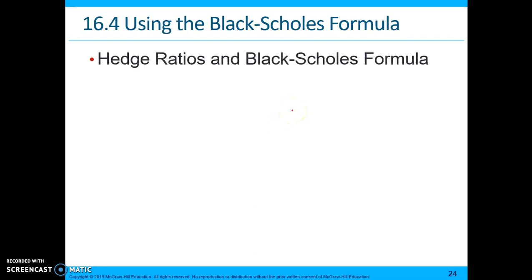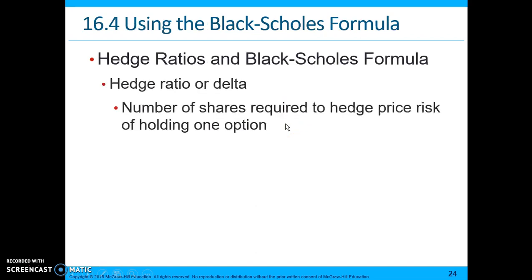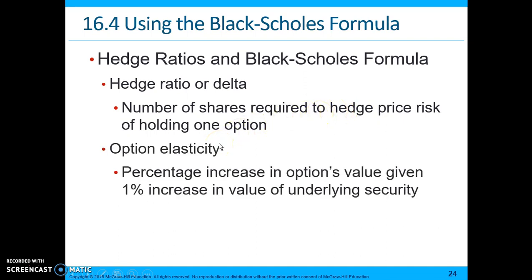So hedge ratios and the Black-Scholes model. The hedge ratio, or delta, is the number of shares to hedge price risk of holding one option. Option elasticity is simply the percentage increase in option value given a 1% increase in the value of the underlying security.